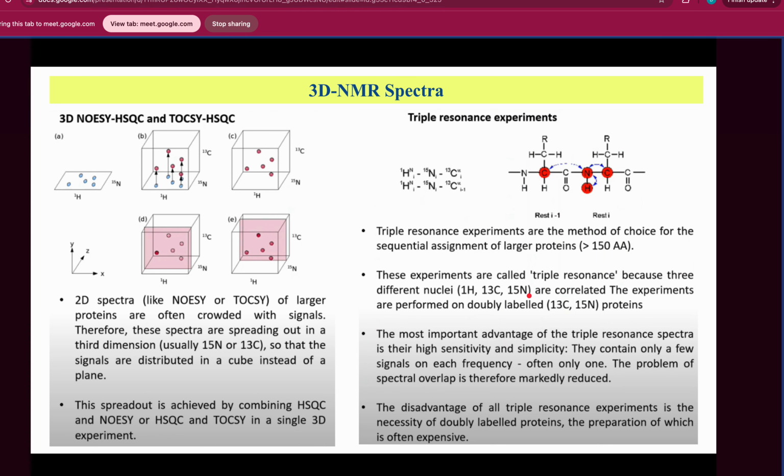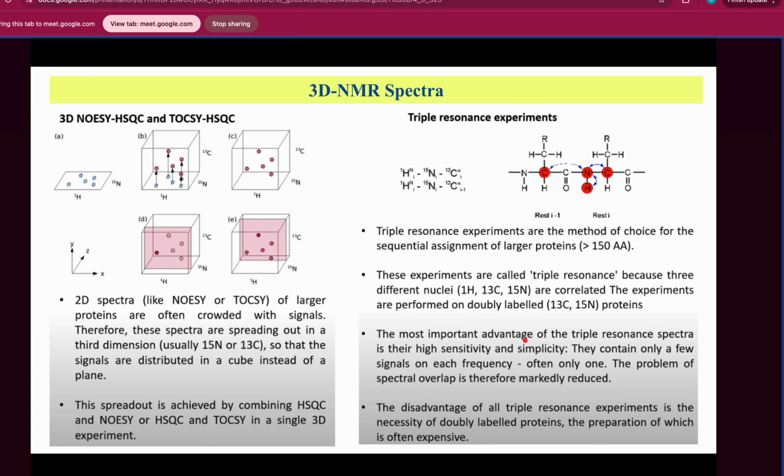So there are three different nuclei, and resonance means how their nuclear spins are interacting with each other. That is why they are given the name triple resonance. So how they are correlated with one another, such experiments are known as triple resonance experiments.